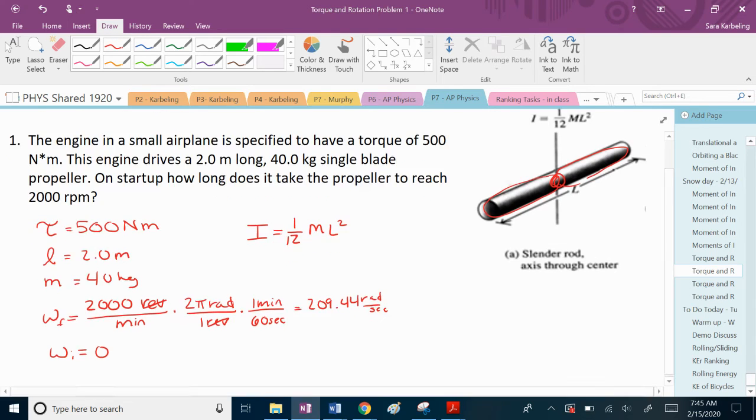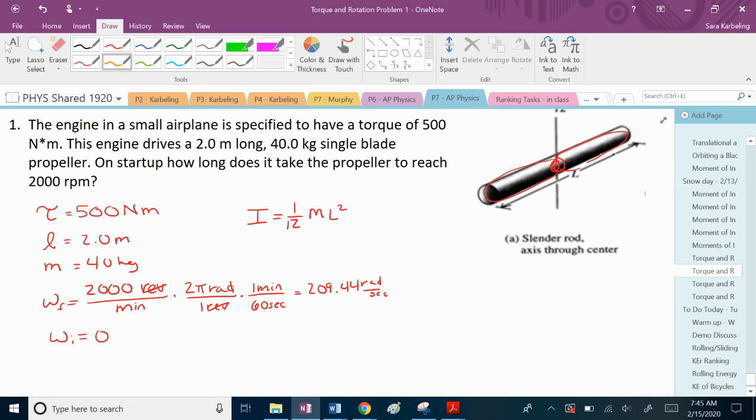And then finally, the last thing that we would do when we're setting up our GUESS method is to write down our unknown, and that is our time. In order to find the time, it implies that we're going to use some kinematics. We've got initial and final angular velocity, so we need one more piece to the puzzle, and that's our angular acceleration. Part of the hint is that we're given our torque. And we said a couple days ago that torque is equal to I alpha. So we can solve this for alpha.